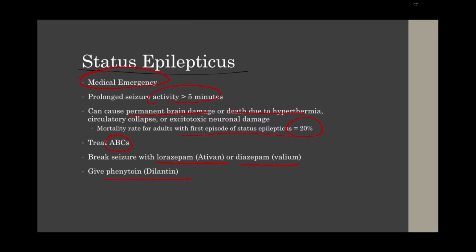Phenytoin, Dilantin, is prophylaxis for a future seizure. They're not going to break them. You need the benzos to break it. Valium, Ativan. Valium is the better one to use. It's IV, and you give it once every 5 minutes or so, and you want to make sure they break the seizure.